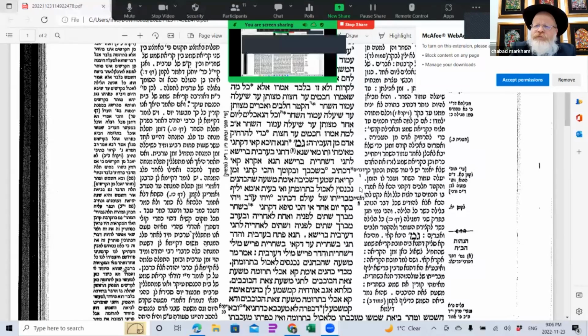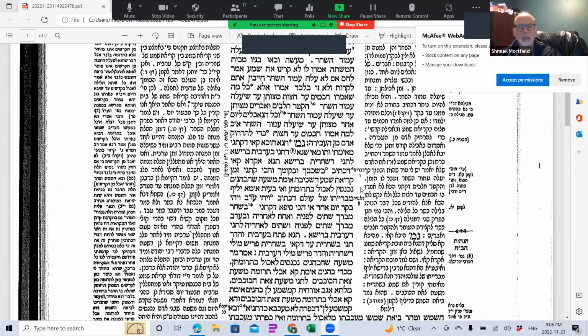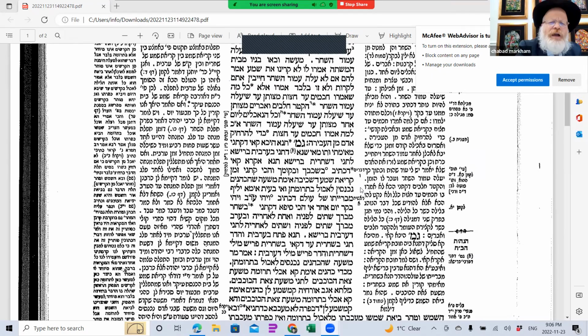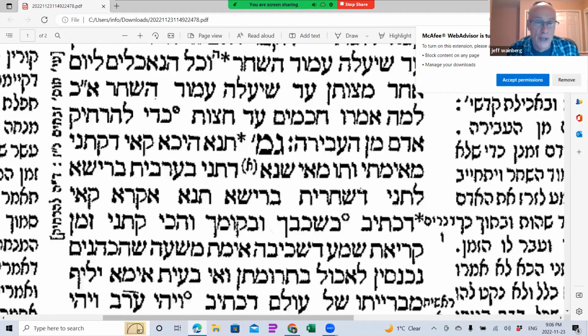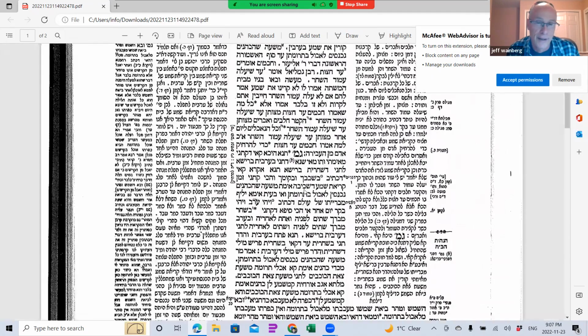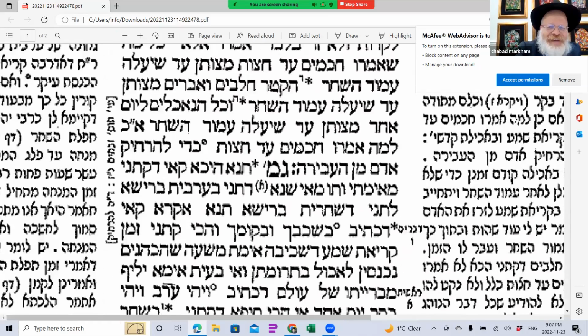Can you see it now? Can you just make it larger, please? Yes. So here, you see the word Gemara right in the middle? Do you have a cursor or a pointer? Oh yeah, there it is. Can you see that, making a circle around it? Can you make it larger again? Okay, there we go.